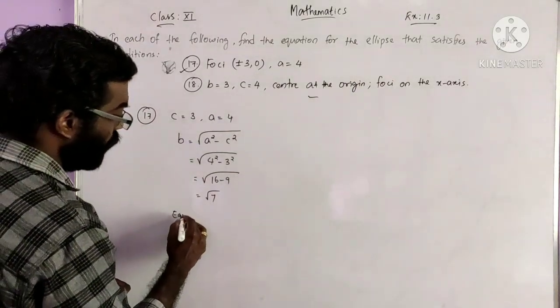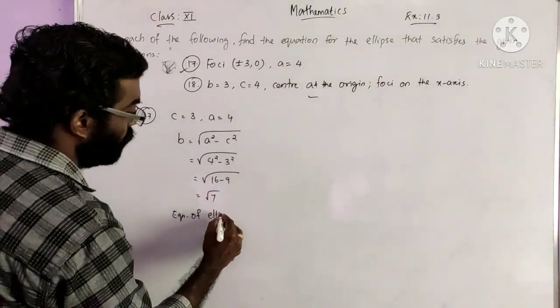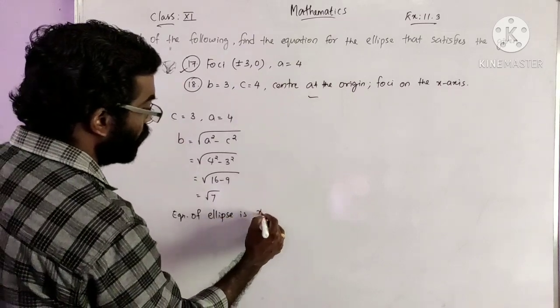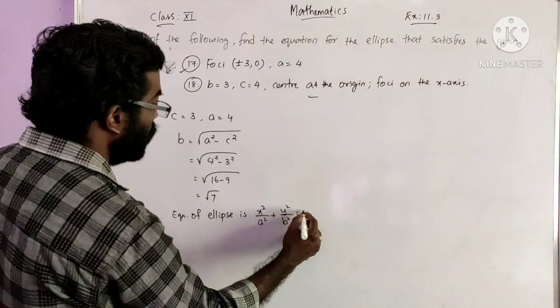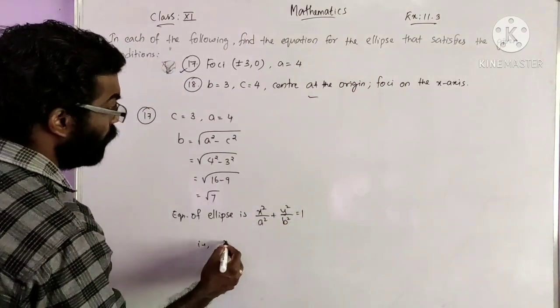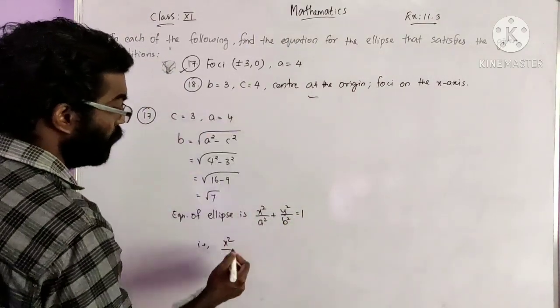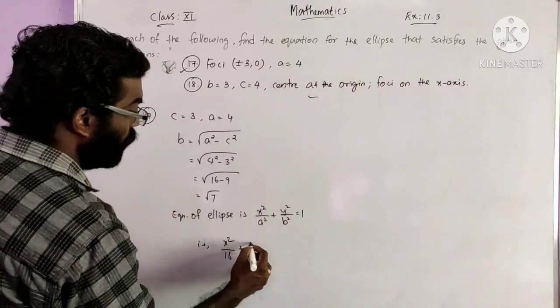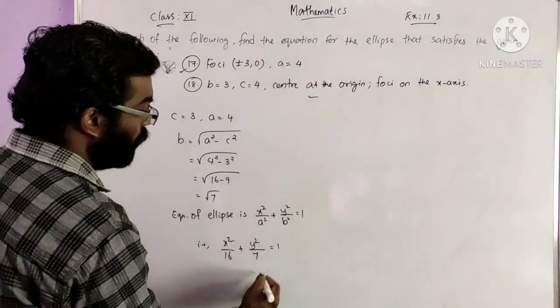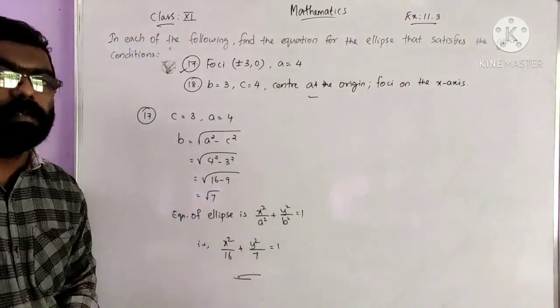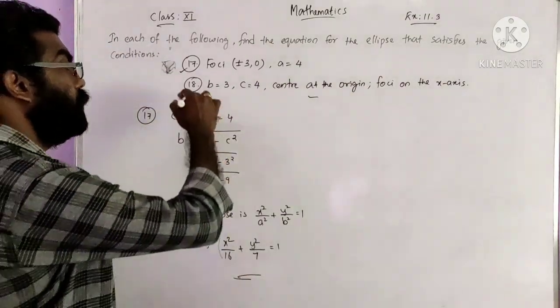So equation of ellipse is x square by a square plus y square by b square equal to 1. That is x square by a square. A is 4, 4 square 16. Then plus y square by b square. Root 7 square 7. Which is equal to 1. Okay. Now take the next one.